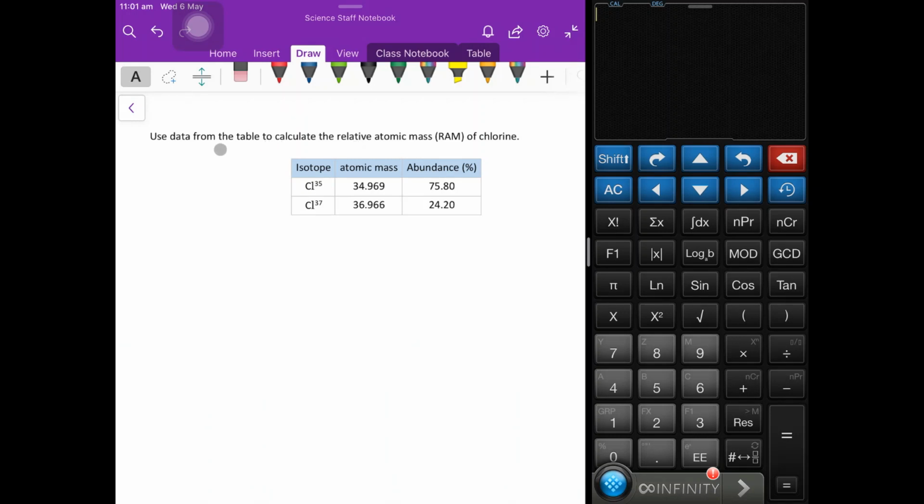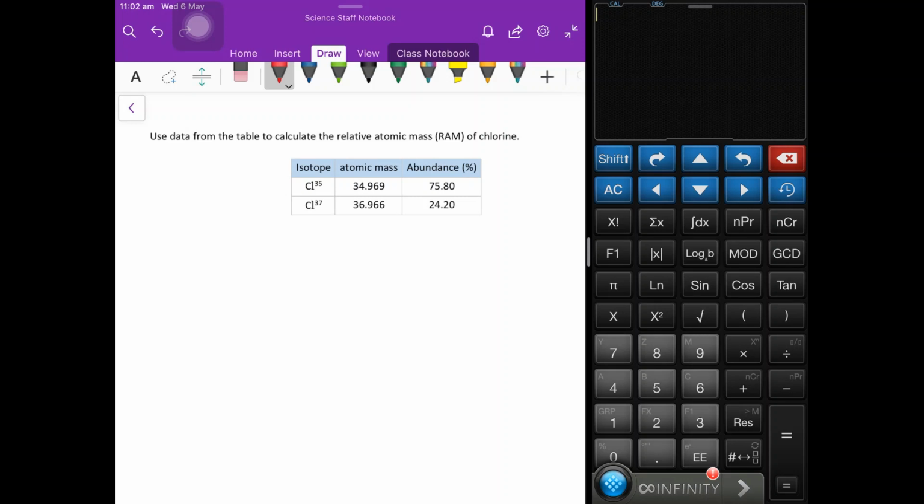The question says, use data from the table to calculate the relative atomic mass of chlorine. So in the table we're given the two isotopes of chlorine, chlorine 35 and chlorine 37. We're given the atomic mass of chlorine 35 and chlorine 37, and we're also given the percentage abundance.